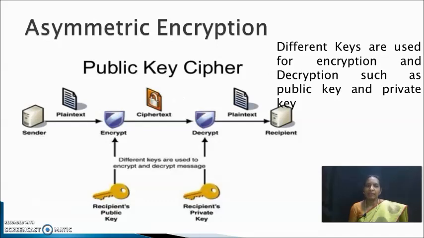In asymmetric encryption, different keys are used for encryption and decryption, such as public key and private key. That is, on the sender side, plain text is encrypted using public key and it will be sent as ciphertext. On the receiver side, it will be decrypted using private key.